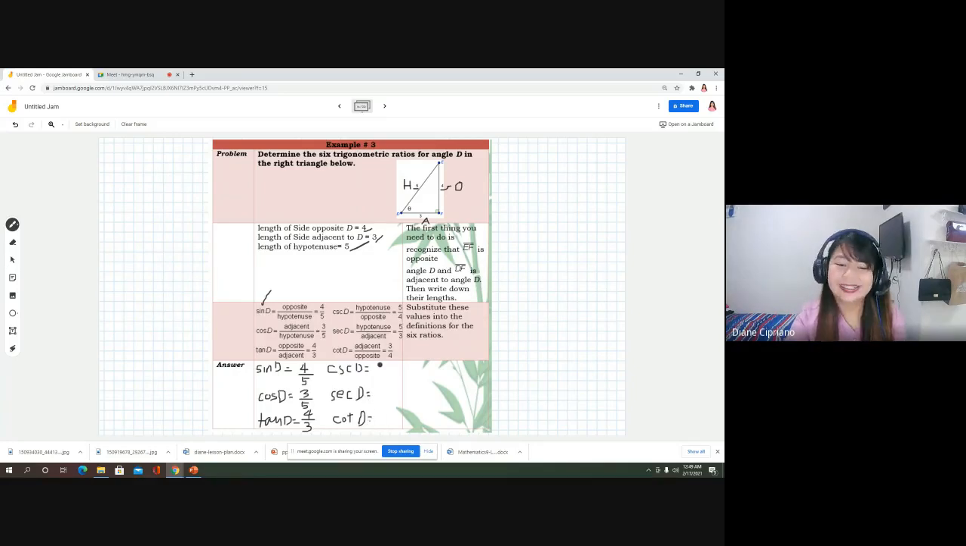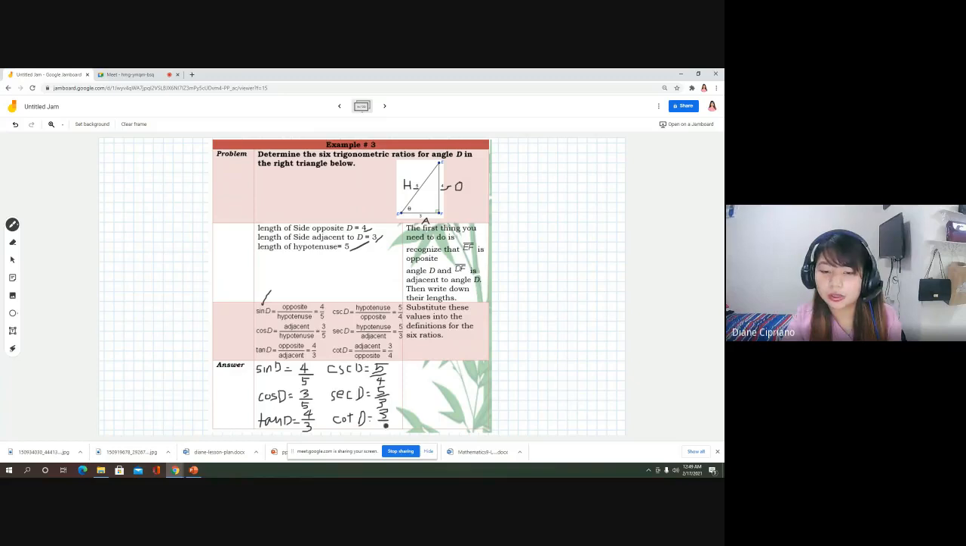Okay. So for cosecant T, it is just the reciprocal. Sorry, not the reverse, sorry for my term. The reciprocal is 5 over 4. For the cosecant, the reciprocal is 5 over 3. And then the cotangent, the reciprocal is 3/4.